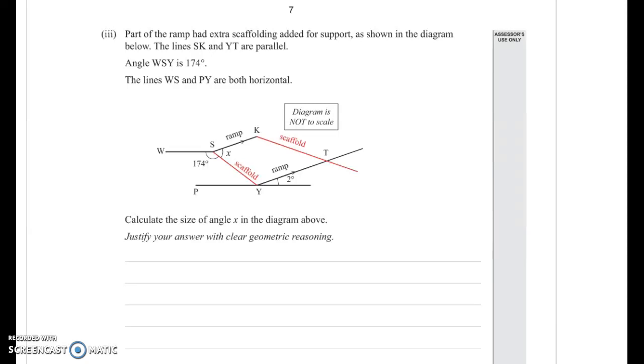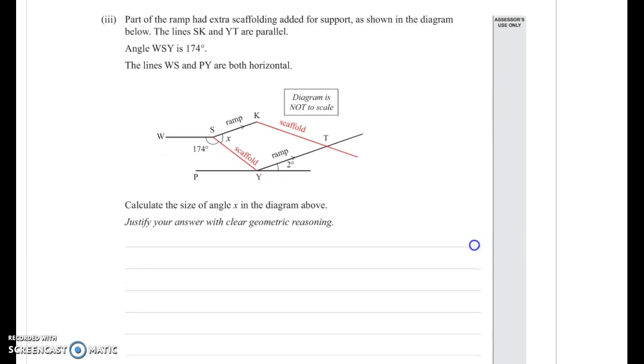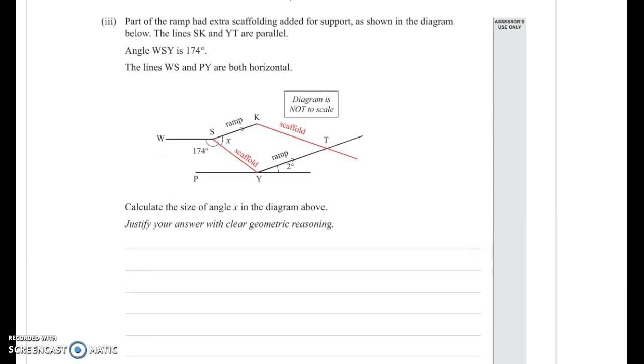So this is Geometric Reasoning 2016 question 1B part 3. Part of the RAMP has extras, so have a look, read it, make sure you know what you're talking about. I'm just going to put in all the information and try and do it. So one thing we are told is that WS and PY are both horizontal, so obviously horizontal is parallel with other horizontals.